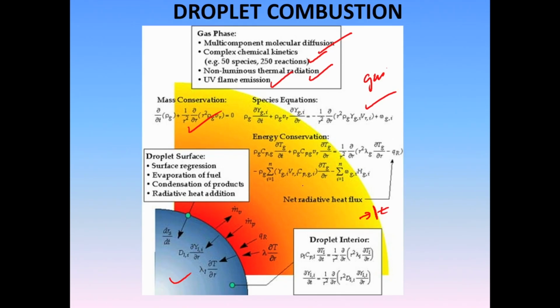Then you have the energy conservation equation, and from the droplet surface you have to take into account the surface regression, the evaporation, condensation, radiative heat addition. In the droplet interior you have to solve all these equations. So, it becomes a framework and all these equations will be coupled with each other based on the interface conditions.